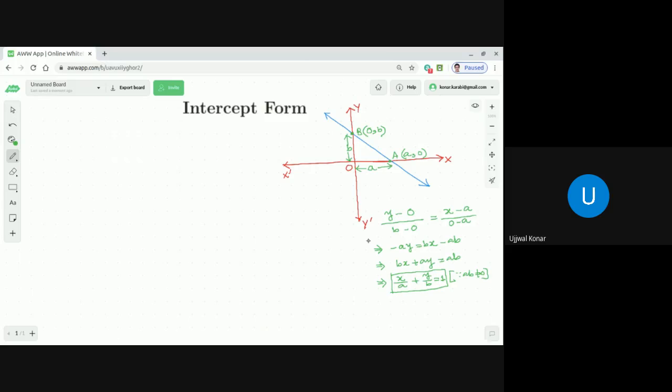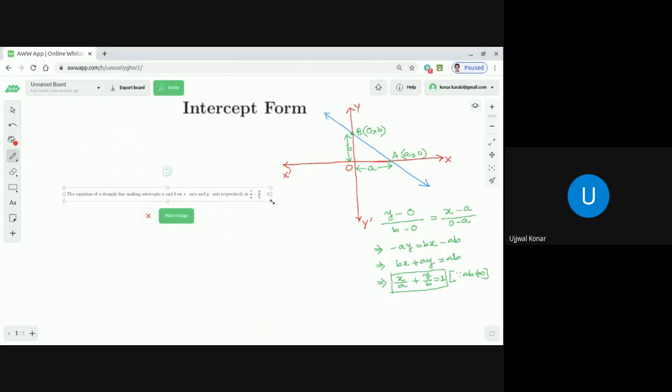So what is the required equation here, dear students? The required equation, the equation of a straight line making intercepts a and b on the x-axis and y-axis respectively, is x by a plus y by b equals 1.